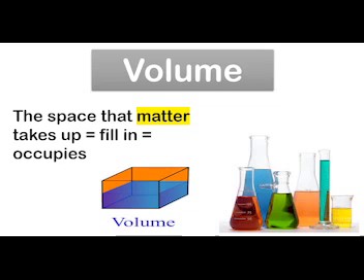We studied 3 definitions until now. Number 1, matter. Number 2, mass. Number 3, volume. Can you remember them? Matter is everything that has mass and volume. Number 2, mass, the amount of matter in an object. Number 3, volume, the space that matter takes up.